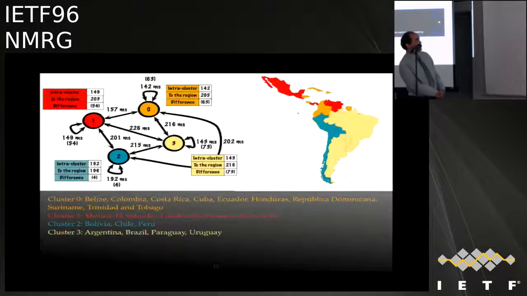And if we observe cluster 0 and cluster 1, we can find that between them they have very good connectivity, and their boundaries aren't very evident in that sense.